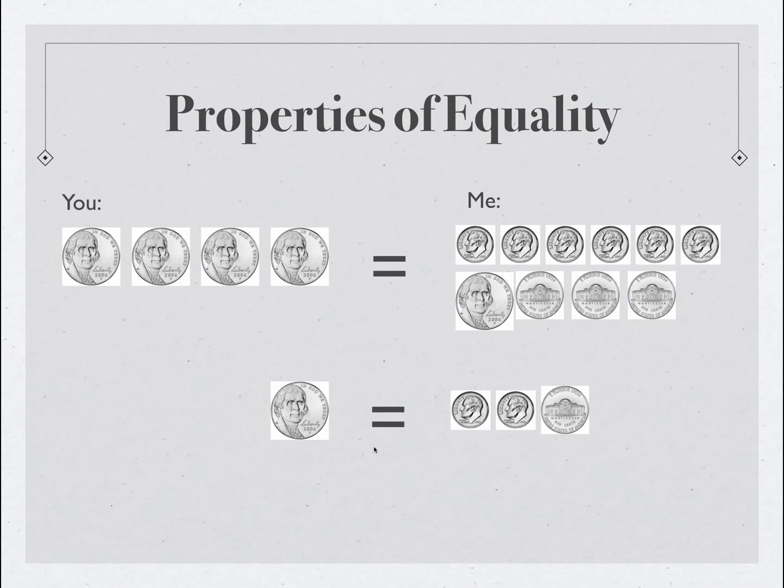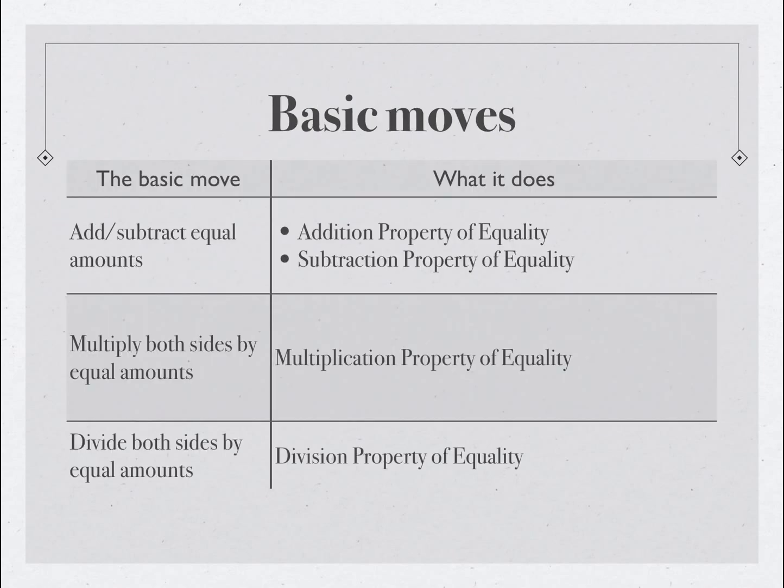So those represent 4 properties of equality. And we can summarize it with this table. When we add or subtract equal amounts from both sides of an equation, we are using the addition property of equality and the subtraction property of equality. When we multiply both sides by equal amounts, we're using the multiplication property of equality. And when we divide both sides of an equation by equal amounts, we're using the division property of equality. And when we use any one of these basic moves, the two sides of the equation are still equal.